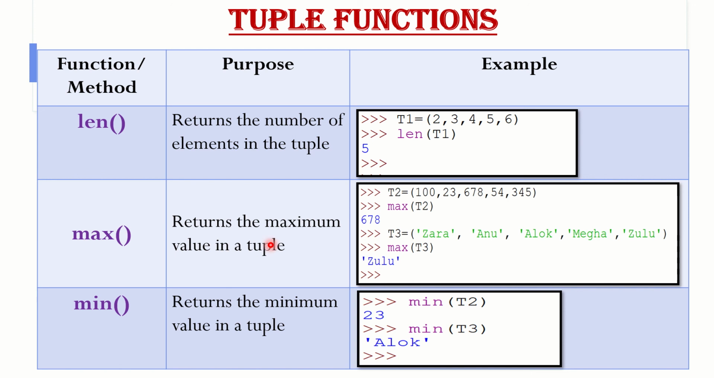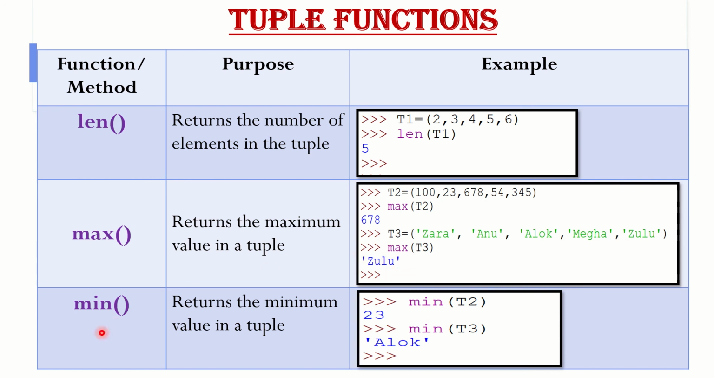The max function returns the maximum value in a tuple. So here I have a tuple containing numbers. So this gives me the maximum value or the maximum element in the tuple. So this is 678. Here I took another example where I have a tuple of strings. If you see here, I have two strings starting with Z. So both Z are equal. So it is now going to compare the second element, that is a with u, and u of course has a higher ASCII value. So the maximum value that was printed was Zulu.